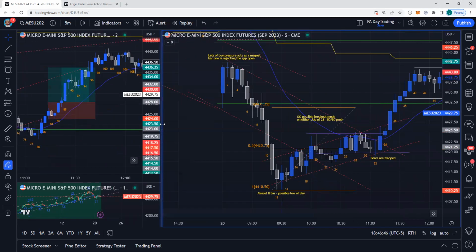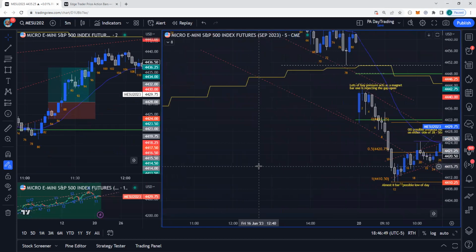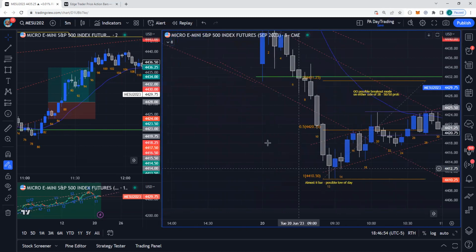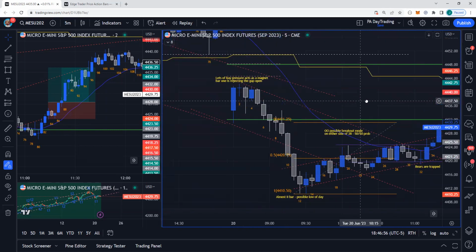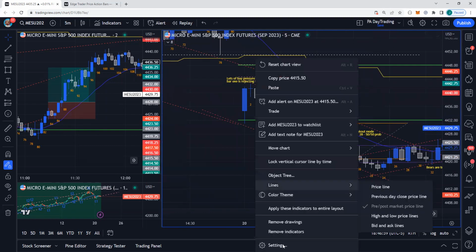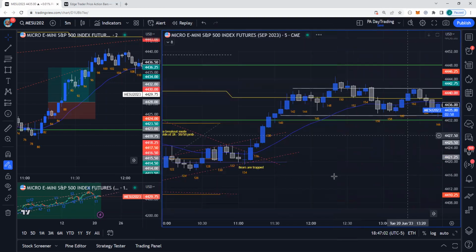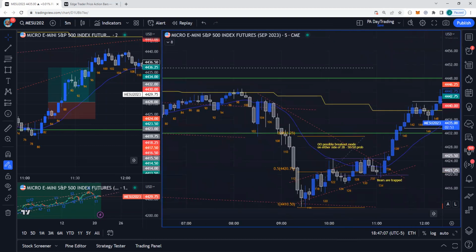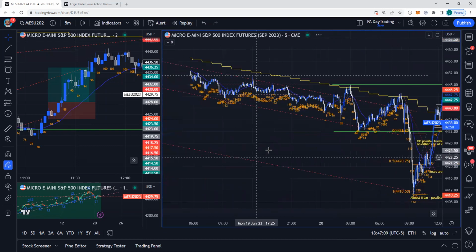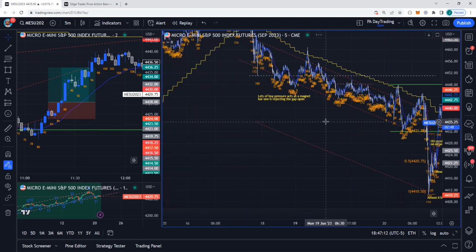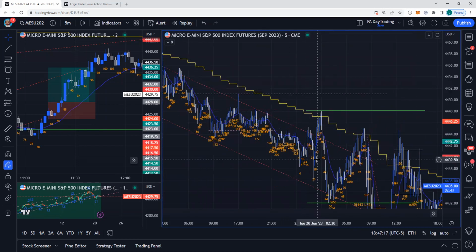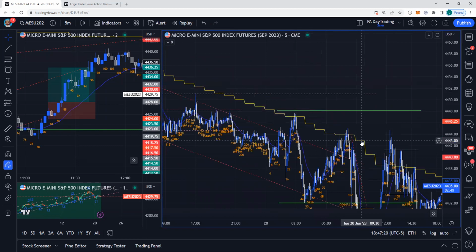You know what? There was a day last week. Let me go back last week. Let me show you one more example of these channels. Sorry, I'm bouncing back and forth. So here was the Globex. Let me change the screen. The Globex is overnight trading for futures as opposed to just the daily US trading day.